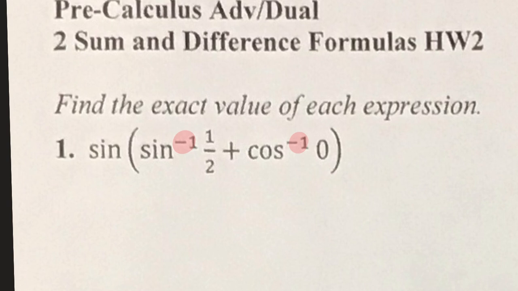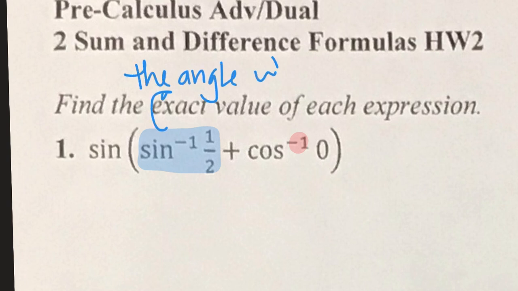I hope you have your unit circle handy, as well as a formula chart. Remember what this means. This inverse is asking us to find an angle. So find the angle where the sine equals positive 1/2.